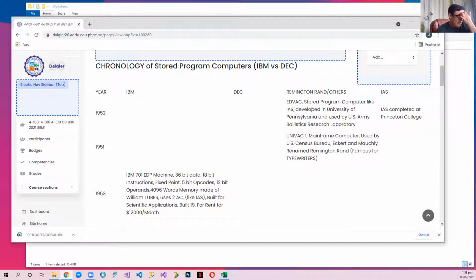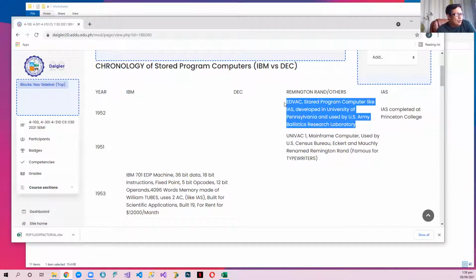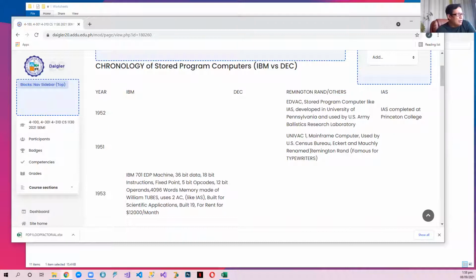Okay. In 1952, the IAS was completed, and EDVAC was also completed. But this EDVAC is a product of Presper Eckert and John Mauchly. There's a big story here, no? We'll tell that story again. And earlier in 1951, there's a debate who came first, no? UNIVAC 1, which was also a store program computer, was released by Eckert and Mauchly. Now, Eckert and Mauchly later became Remington Rand and Sperry Rand, no?